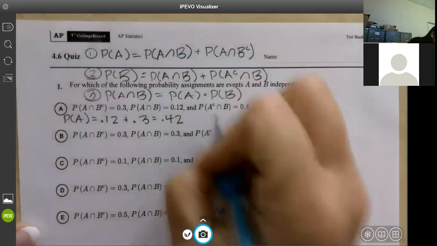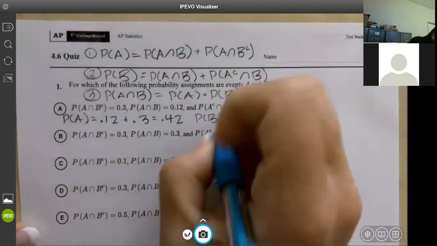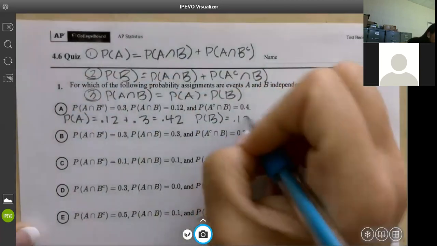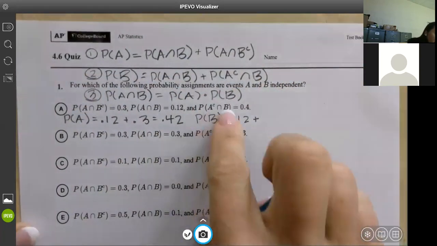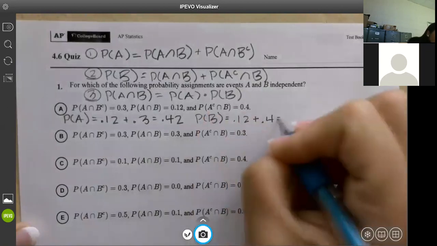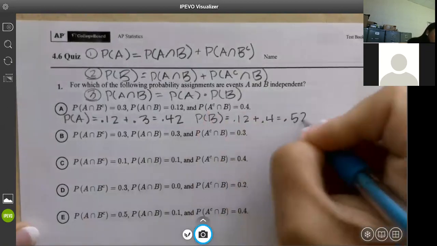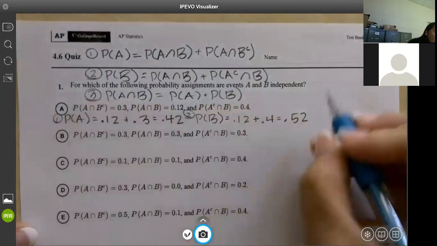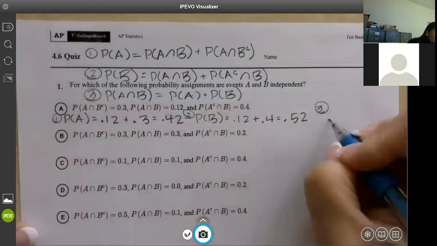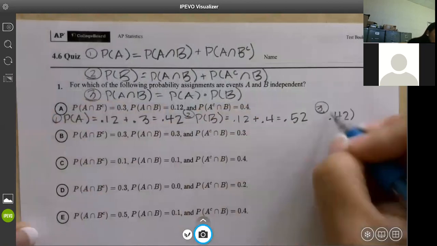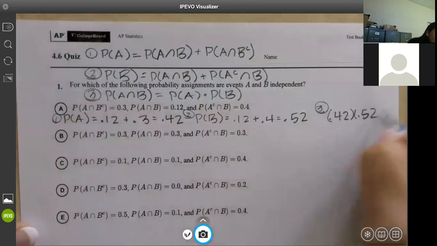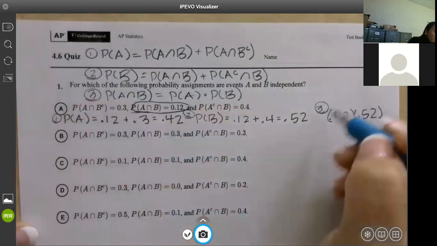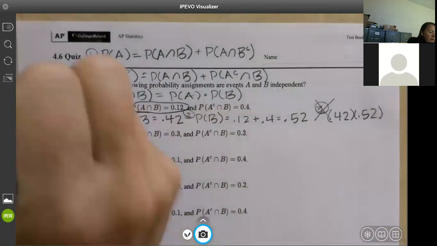Your probability of B is going to be A and B, which is 0.12, plus not A and B, which is 0.4, which gives you 0.52. So this is your first step, your second step. And then your third one is to multiply them together. So 0.42 times 0.52, and see if it gives you this number right here. And this one does not. So this one is not your answer.